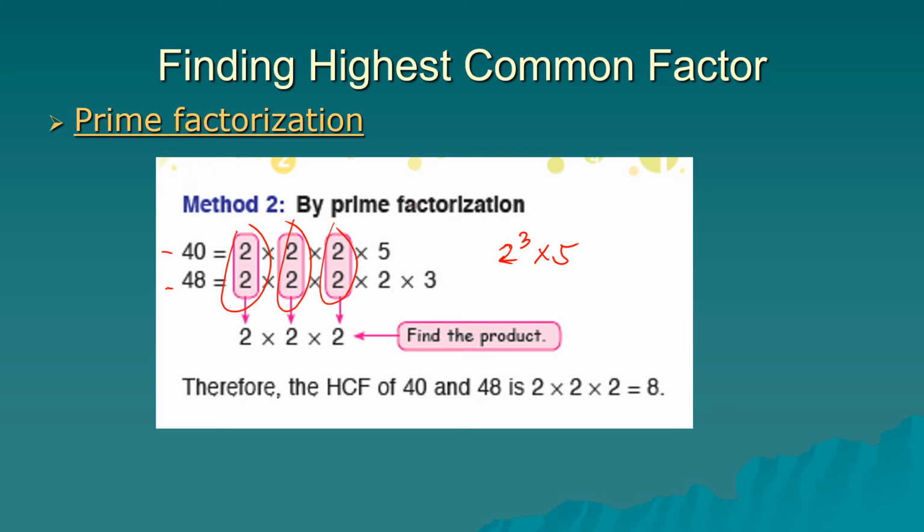So again, this is the highest common factor. I don't want you to be confused. So we are getting all of these common factors. Remember, common factors. And then we're going to multiply them or get the product. So 2 times 2, that's 4, times 2 is 8. So our highest common factor is 8. That is another method.